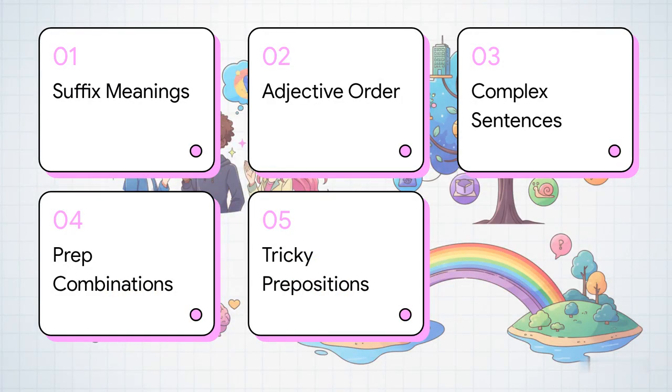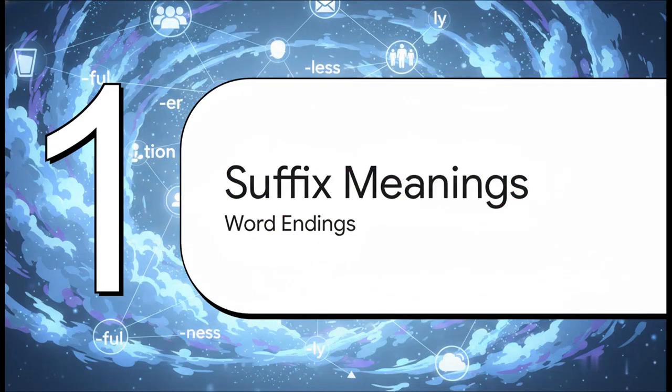Here's our roadmap for today. We'll look at suffixes that change meaning, the correct adjective order, how to build complex sentences, adjective preposition combinations, and finally, those tricky prepositions, at versus by. Let's get to it. Section 1.